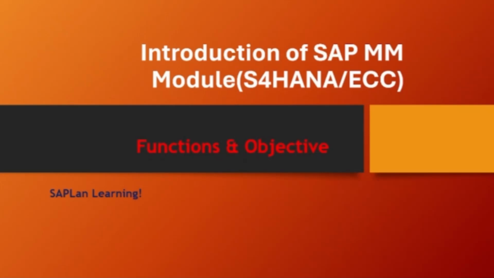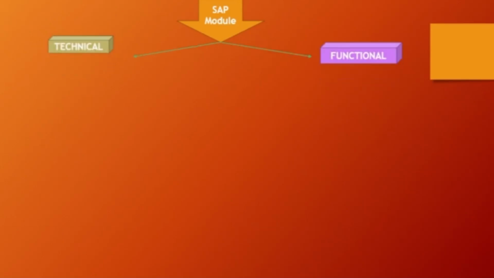Before I go to the functions and objectives of Material Management, we should also throw some light on the different modules under SAP ERP. As we know, SAP has so many modules, in fact more than 85 modules, cutting across the technical and the functional. Broadly, SAP has one technical side and one functional side.